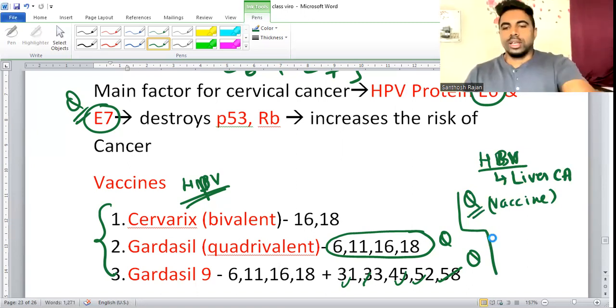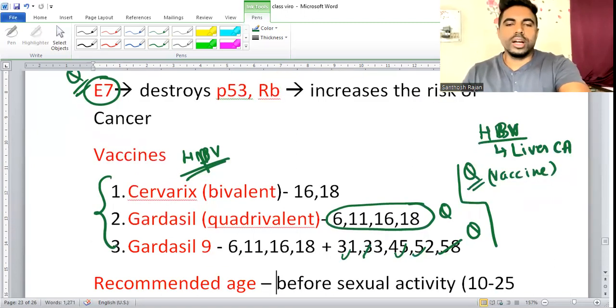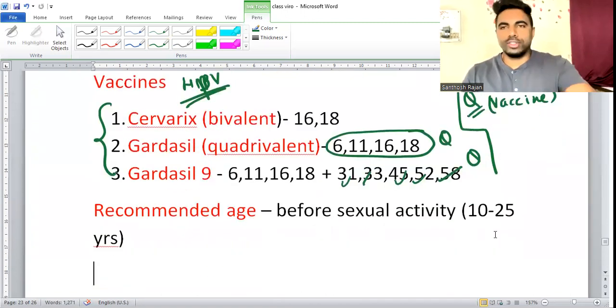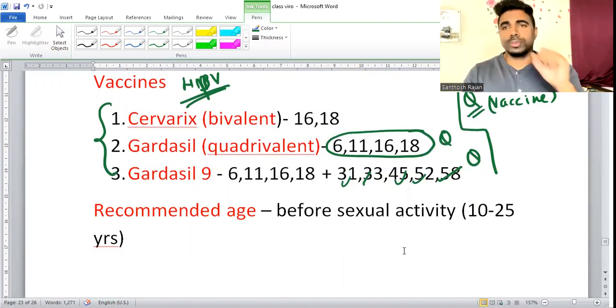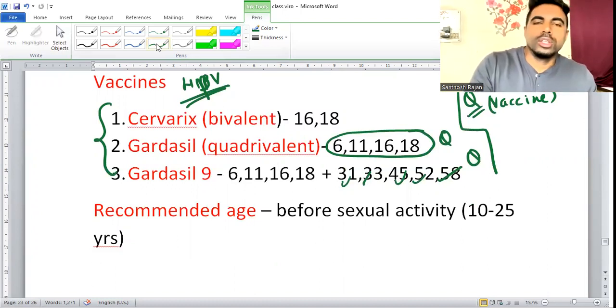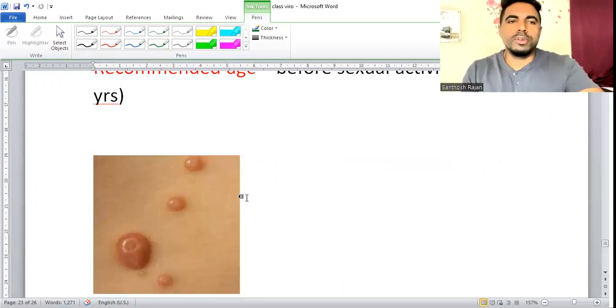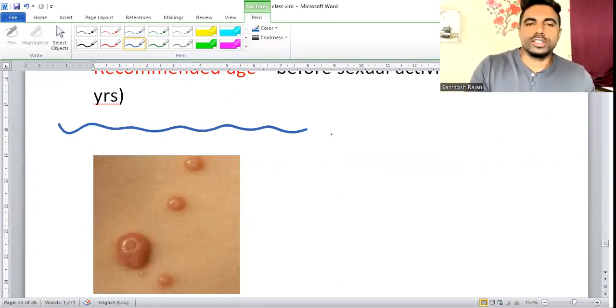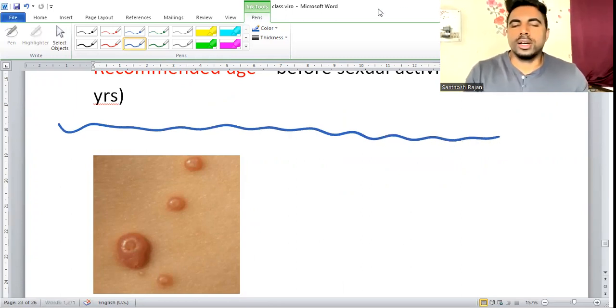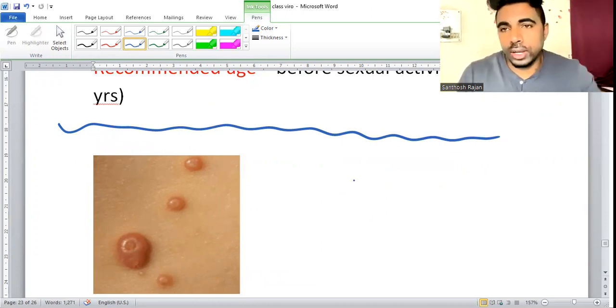Now, next. The recommended age, of course, is before sexual activity, usually 10 to 25 for young females. Usually, they get this vaccination before starting sexual activity. That's it, so we are almost there. HPV is over. Now we're going to other viruses. Next, DNA viruses. Adeno is done, and HPV is done. Papilloma is over. In P, we have three P's. Now the next P.